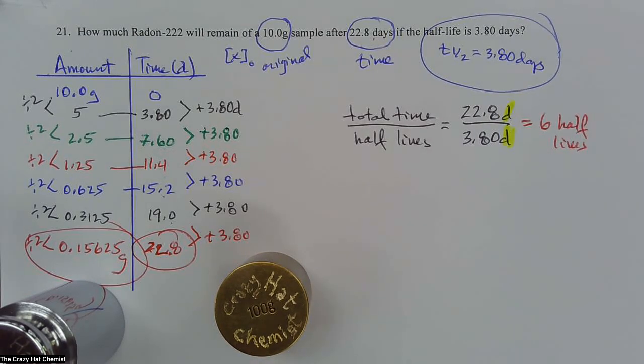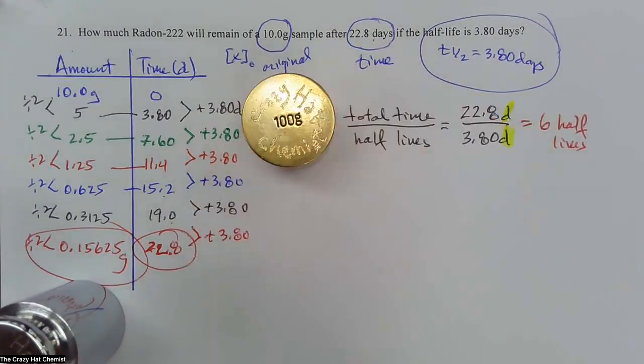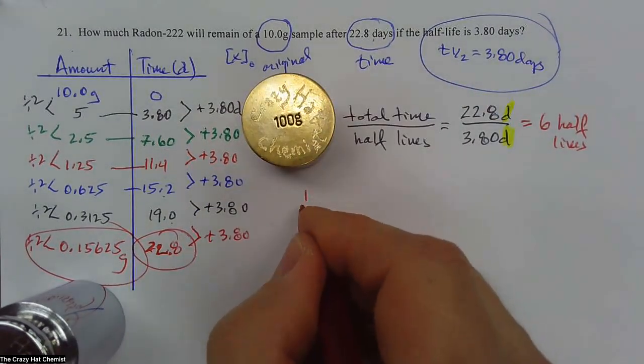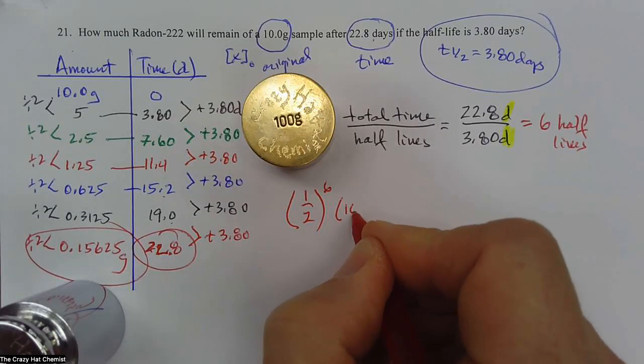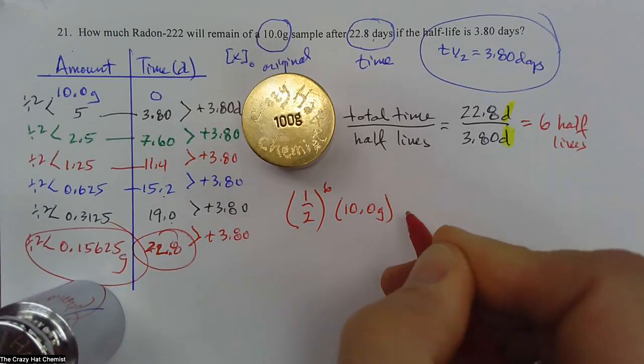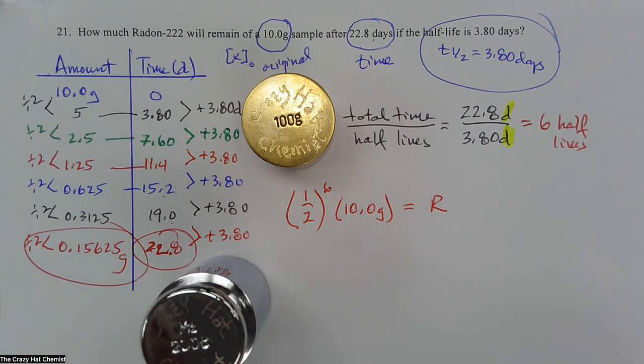So now I'm going to use that other equation right here. That other equation is 1/2 to the power of the number of half-lives. The number of half-lives is 6. The original amount is 10.0 grams. Now I'm going to solve for the amount remaining. See how simple this is? This is so much easier. It is not even funny. Okay, so that's why I like this.